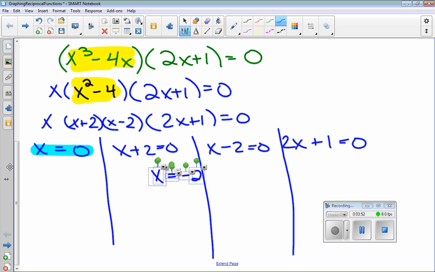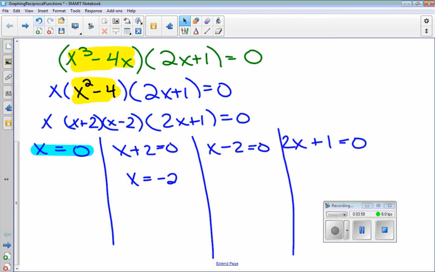Oops. Another solution. I really wanted it to highlight. Why won't it do that? Oh well, whatever.